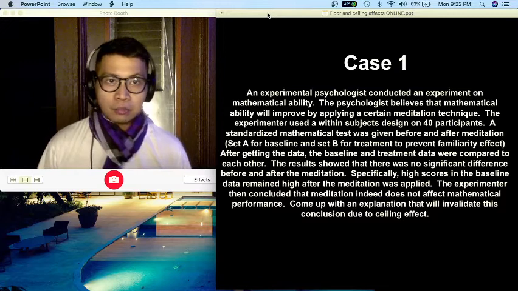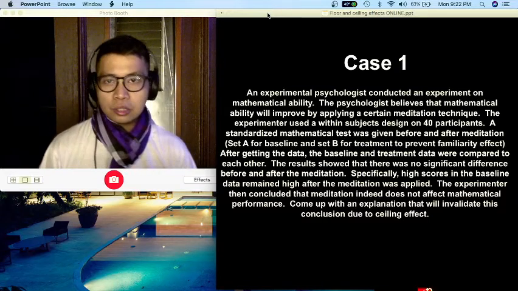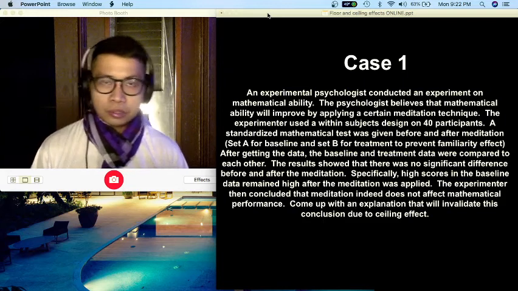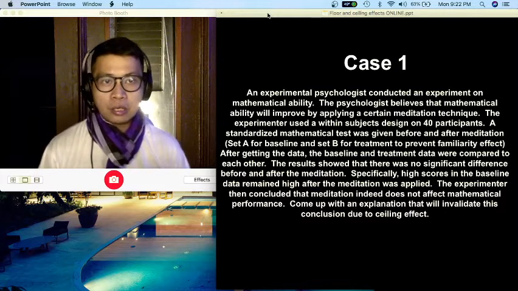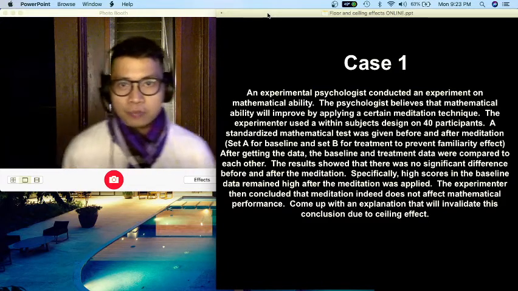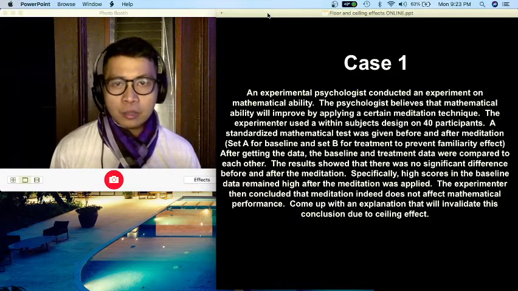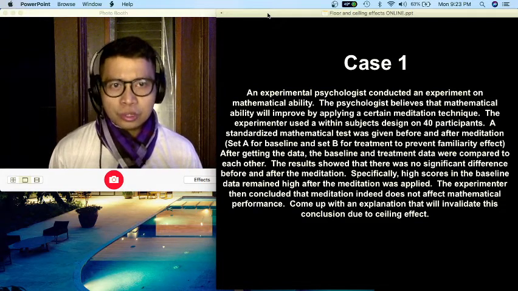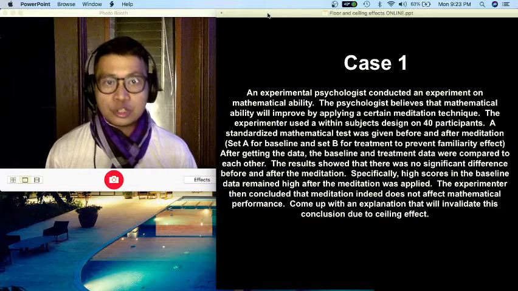Kasi nga, within subjects design ito, so you need to differ the test that you are going to give in the pre-test and the post-test para hindi sila maging familiar at magkaroon ng practice effects in this experiment. So anyway, after getting the data, the baseline and treatment data were compared to each other. The results showed that there was no significant difference before and after the meditation.